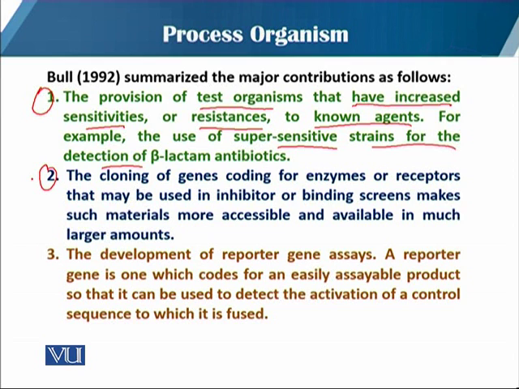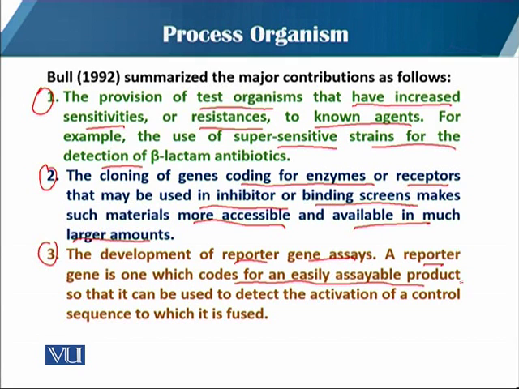Second, the cloning of genes coding for enzymes or receptors that may be used in inhibitor or binding screens makes such material more accessible and available in larger amounts. Third, the development of reporter gene assays. A reporter gene is one which codes for an easily accessible product so that it can be used to detect the activation of the control sequence to which it is fused.